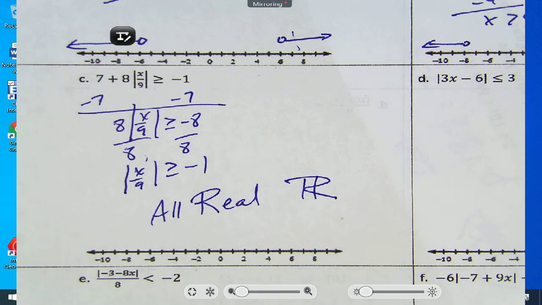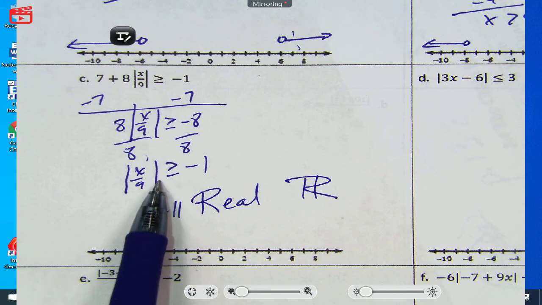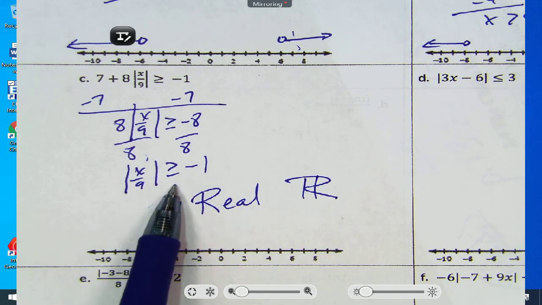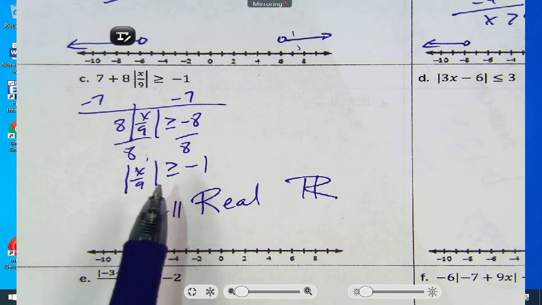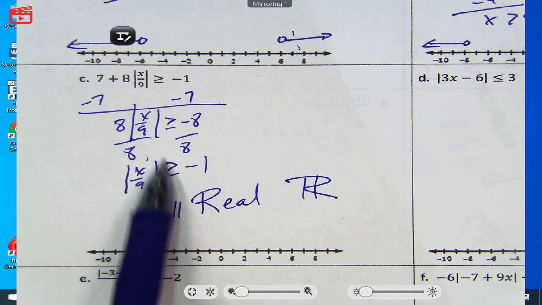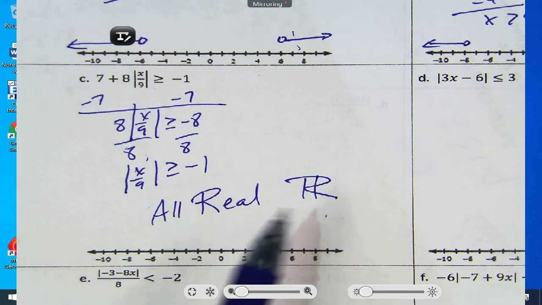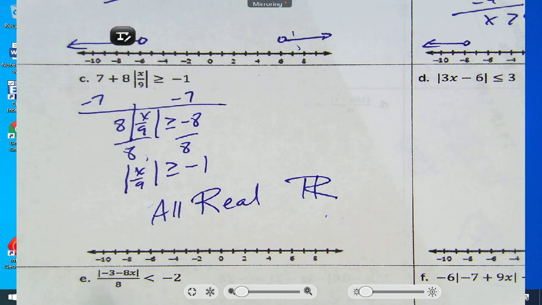So no matter what, when it's greater than or less than or equal to a negative number, it's always all real numbers? No. You have to first isolate the absolute value, and it has to be greater than, not greater than or less than. It has to be greater than. Absolute value greater than a negative is all real numbers. If absolute value less than a negative, it's no solution.